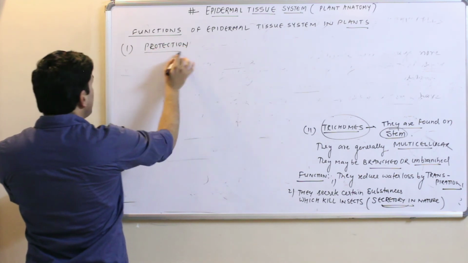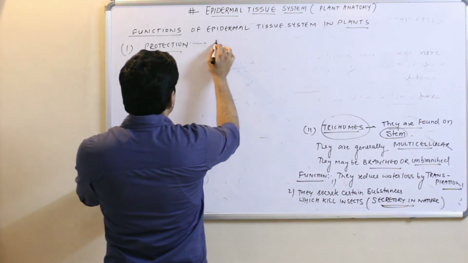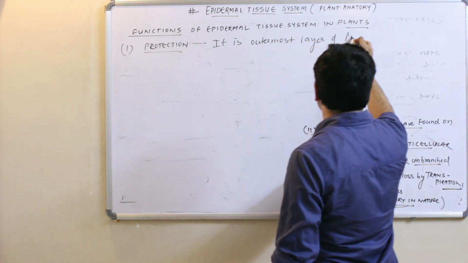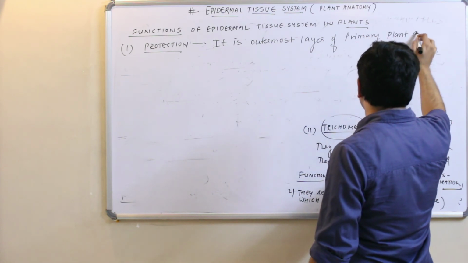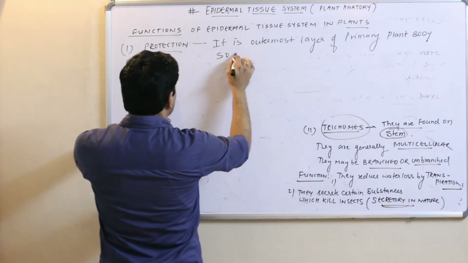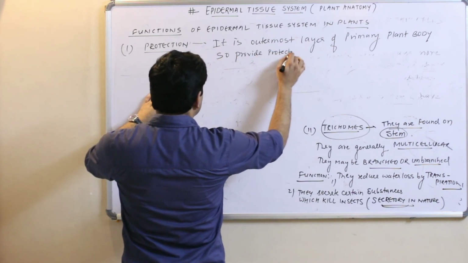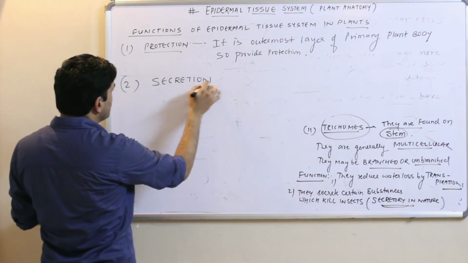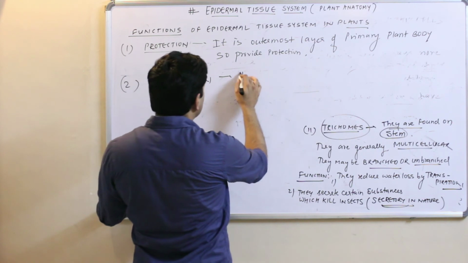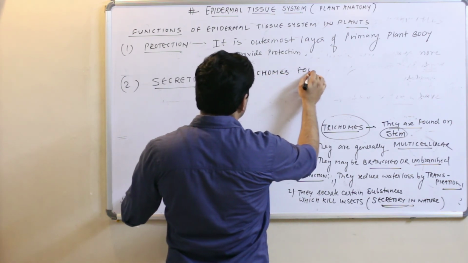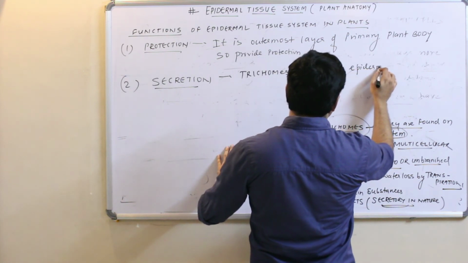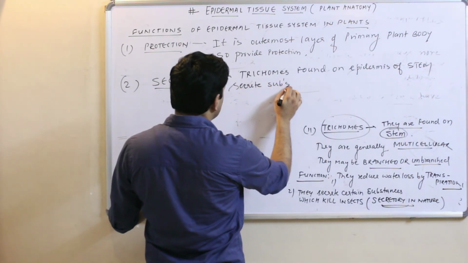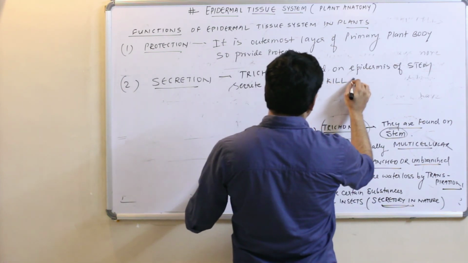Of course, epidermis is the outermost layer of the primary plant body, so it will provide protection. Number two, secretion. Here you have seen trichomes found on epidermis of stem secrete substances which kill insects.